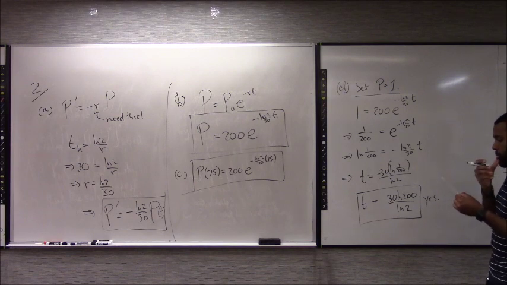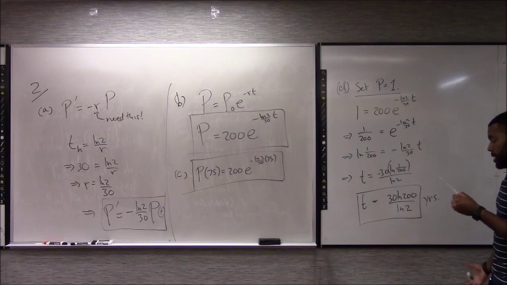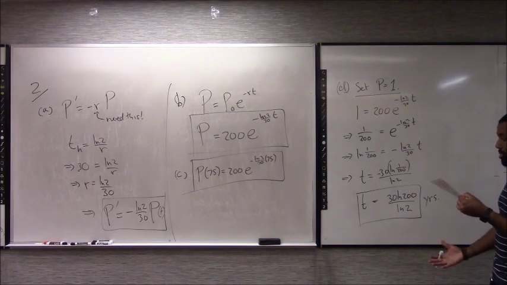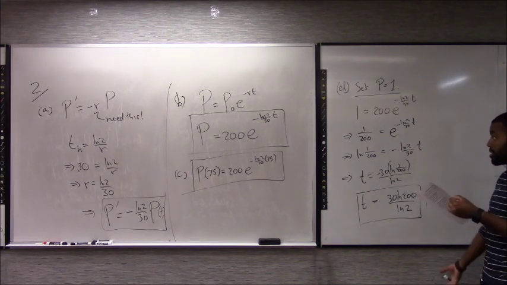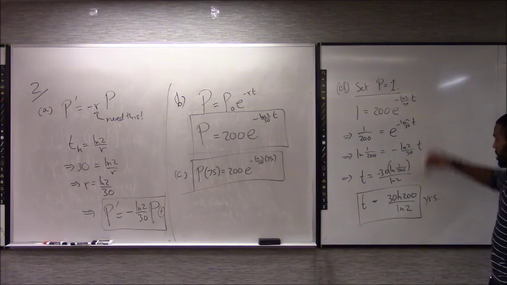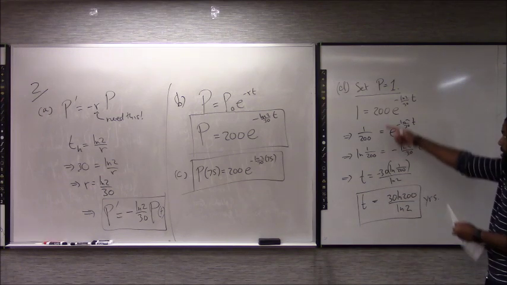Every 30 years, it'll decay by a half. So after 30 years, you'll have 100 milligrams. Then after another 30 years, you'd have 50. Then another 30 years, 25, and so on and so forth. And at this point in time, it'll have 1.